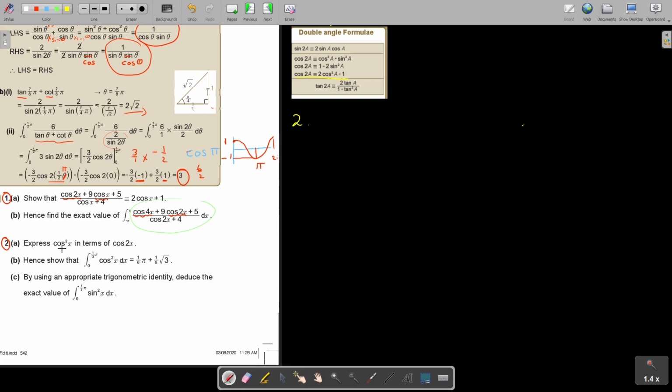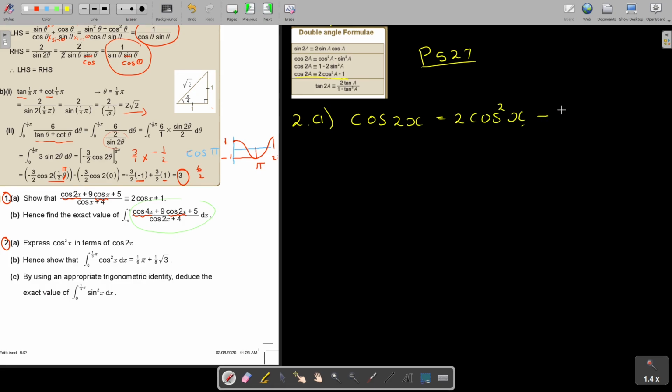So they say express cos square x in terms of cos 2x. We did videos on that, it's really not so difficult. So we can just derive it. So I'm going to start again with this identity. I will derive it again. Otherwise, you can just see I did it also on page 527. So cos 2x, according to the identity, is 2 cos square x minus 1.